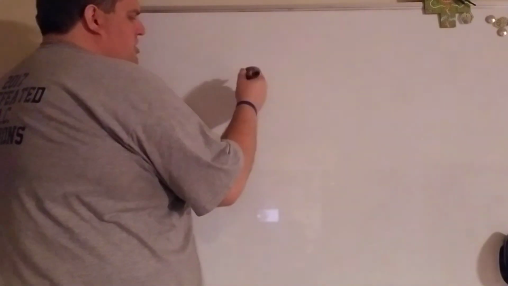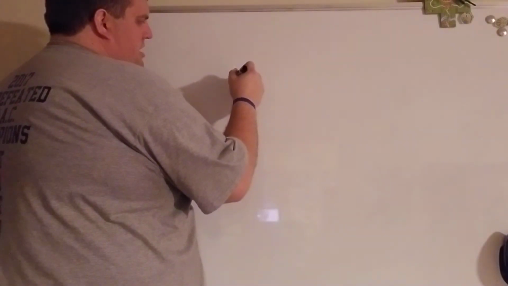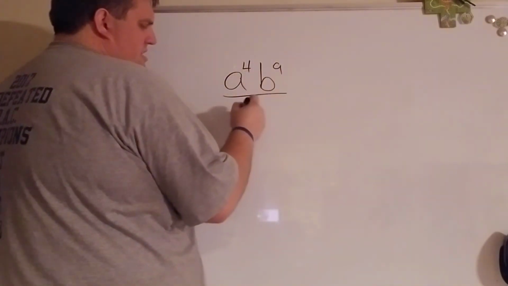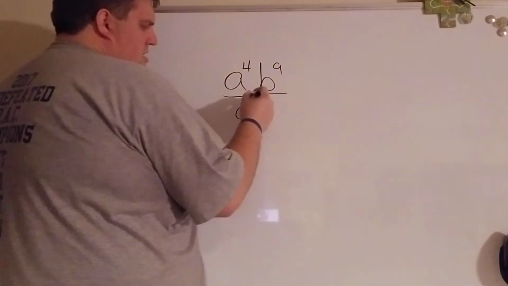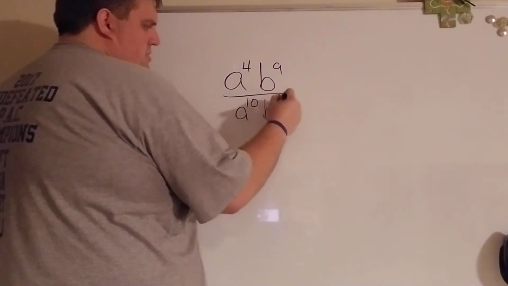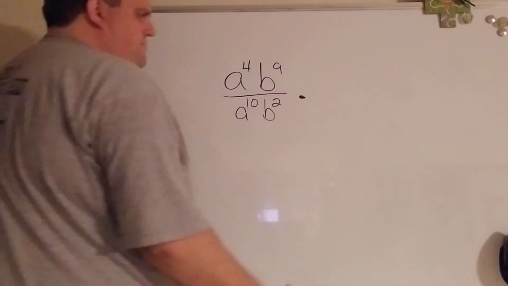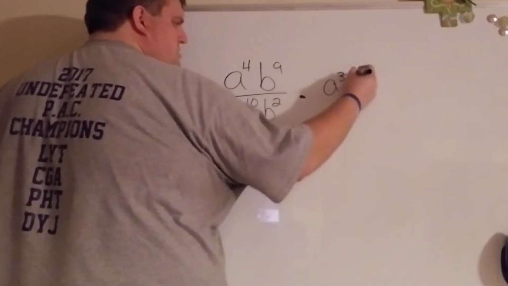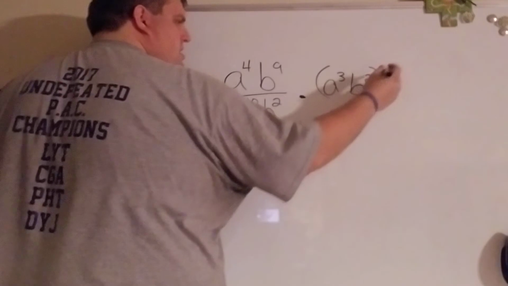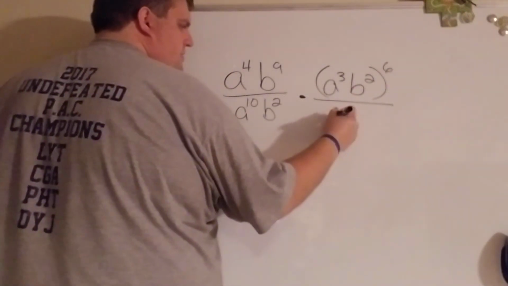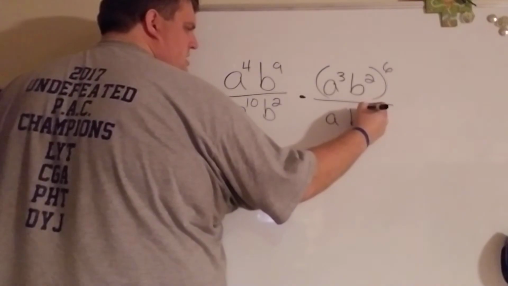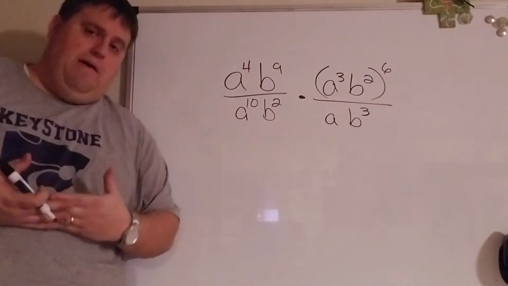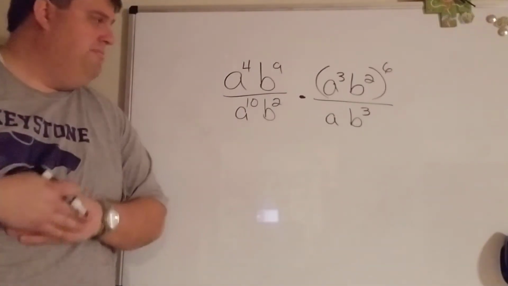For example, just to show you an example here, I'll do it easy. A to the 4th, b to the 9th, over a to the 10th, b squared, times a cubed, b squared to the 6th, over a, b to the 3rd. All right, this is actually going to have, I think, every rule that we've done. Maybe it will. We'll see.